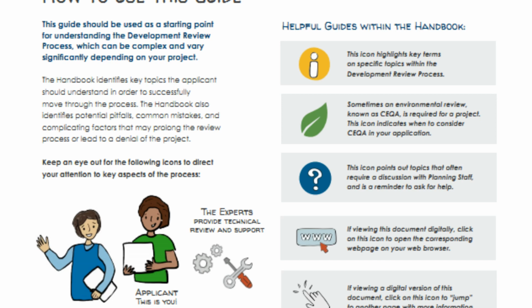A negative declaration or mitigated negative declaration can be prepared if the project will not result in significant environmental impacts. However, a full environmental impact report, EIR, is required if impacts cannot be mitigated. The California Environmental Quality Act process can significantly impact the development review process since it can take months and sometimes over a year to complete. If California Environmental Quality Act analysis is required, cities cannot approve the project without completing the California Environmental Quality Act process and certifying the required California Environmental Quality Act document.